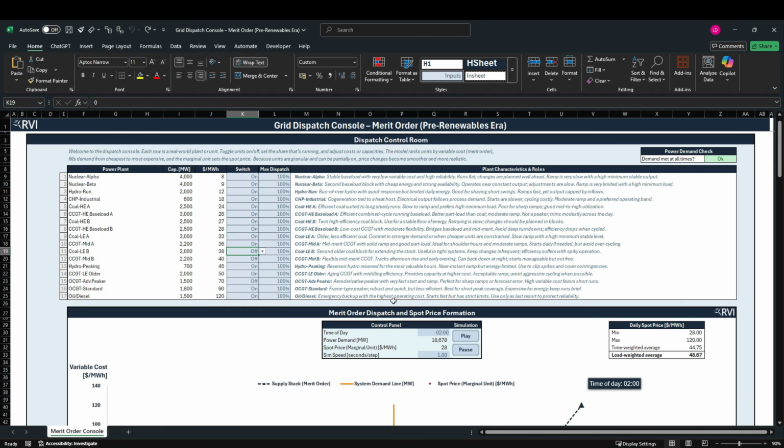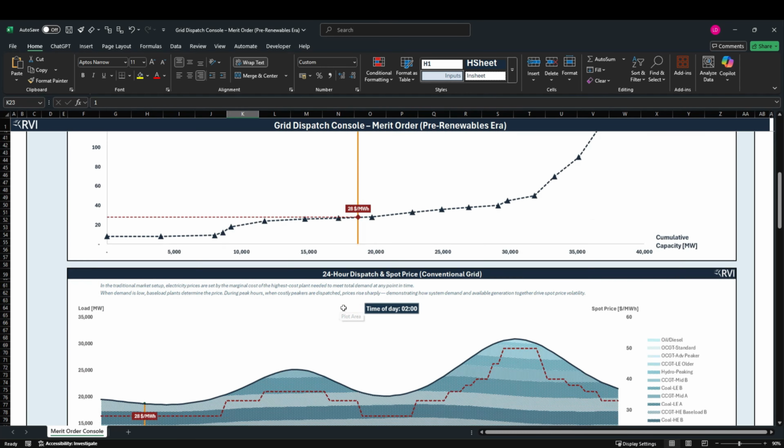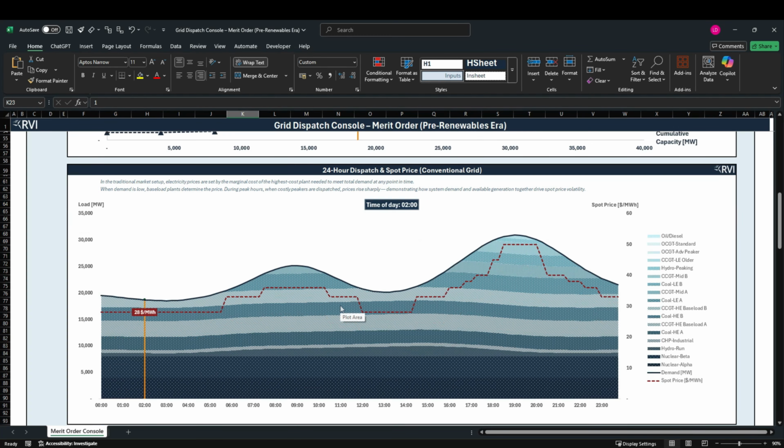Alright, let's now add more capacity to the grid. So what we'll do is turn on one of our coal plants, as well as another gas plant, and one further peaker. You can see that both our merit order chart has flattened, as well as the spot price curve throughout the full day has also flattened.